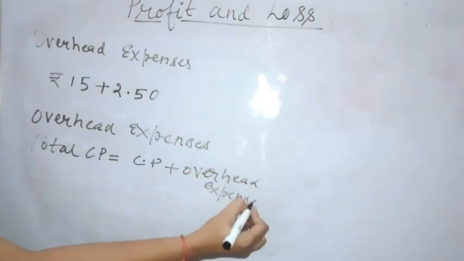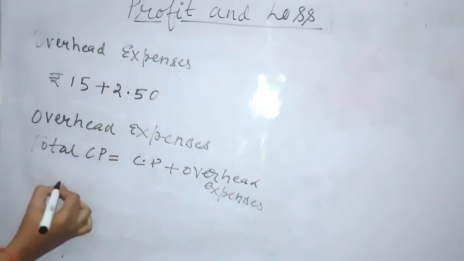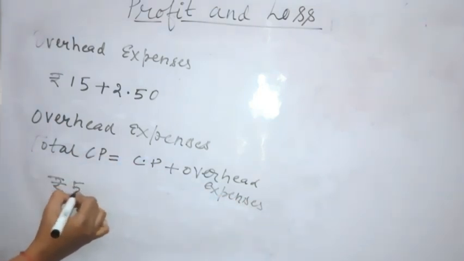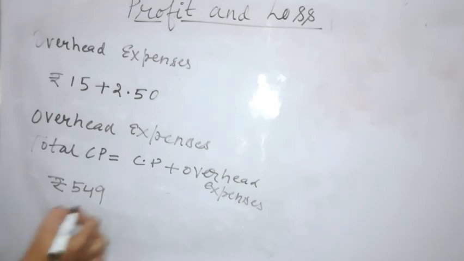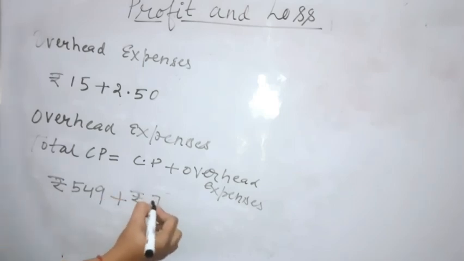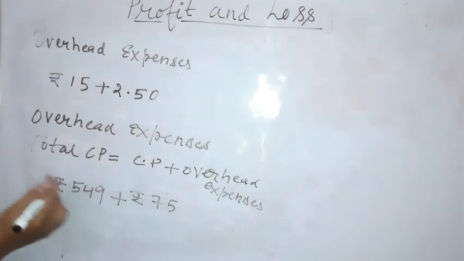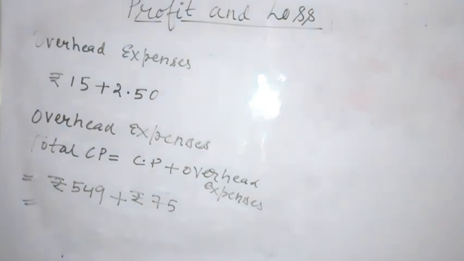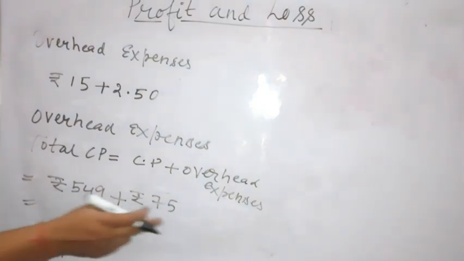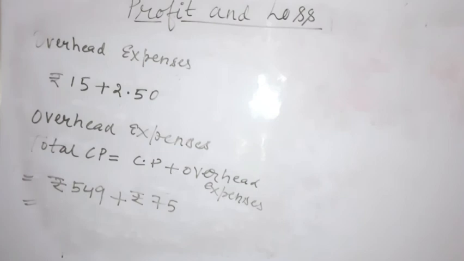For example, the cost price of a sari which I have purchased online is rupees 549 and the delivery charge is rupees 75. So this is overhead expenses. So what will be the total cost price of the sari? You have to add these two and then you will get the total cost price. So you all have to comment down in the comment section what is the total cost price of the sari. This is your task for today, right?